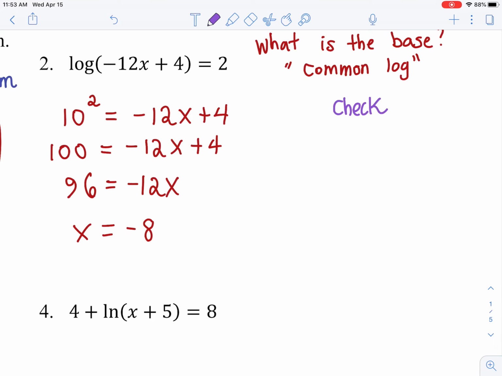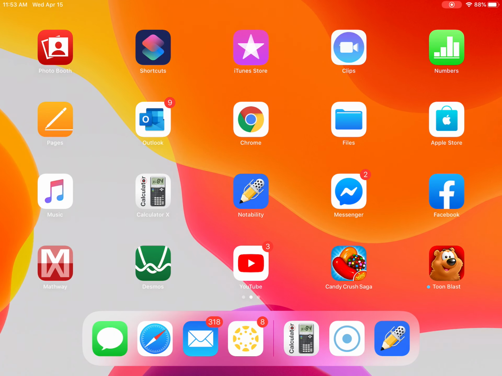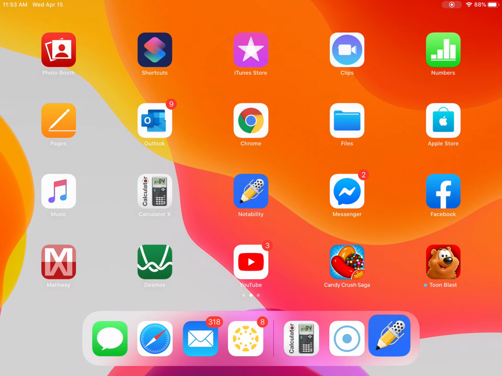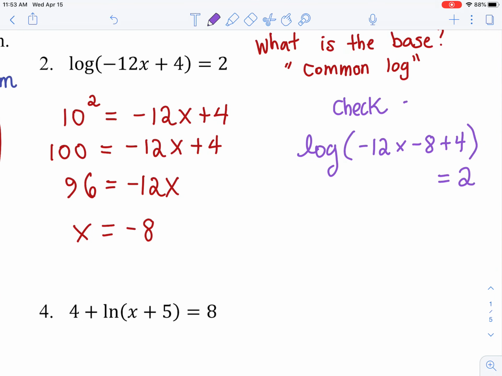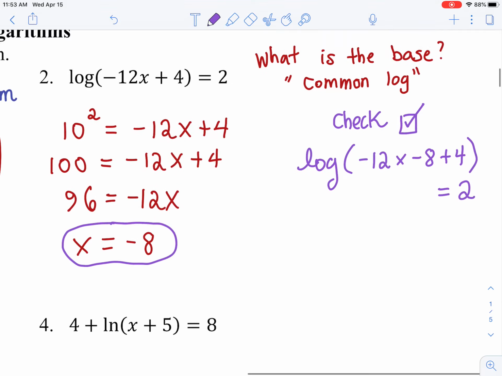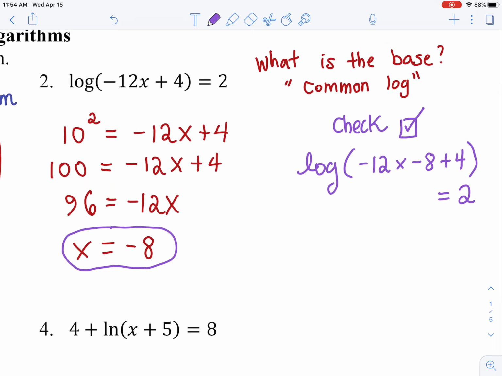And what we can do is check it. Of course we should check it because we want to make sure x equals negative 8 is the real solution here. So what is log of negative 12 times negative 8 plus 4? Will that really come out to be 2? We can check that. Regular common log, negative 12 times negative 8 plus 4. And if I hit enter, I got 2. And wasn't that the number to the right side of it? Yes. So the check worked. We know this is the solution.